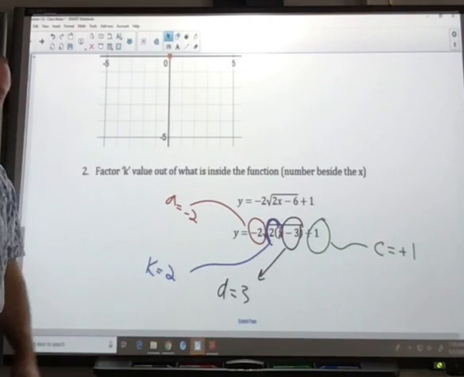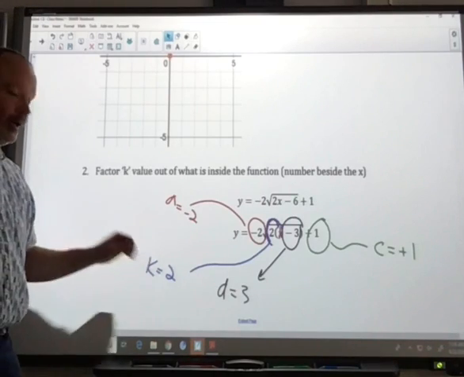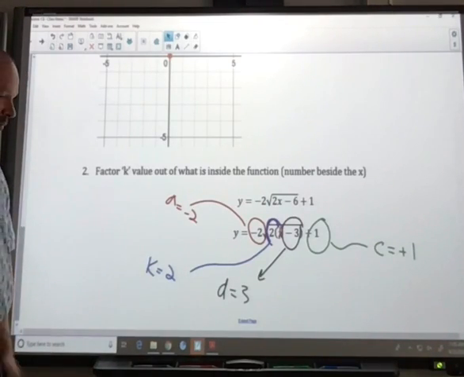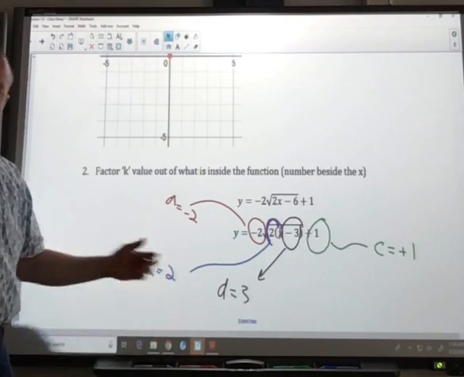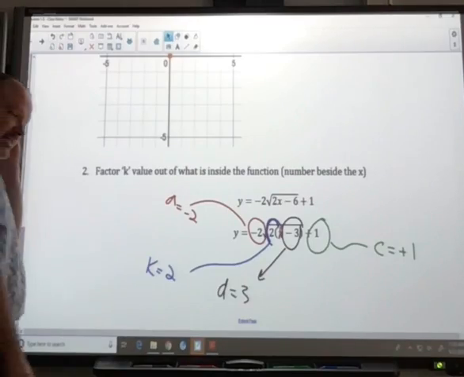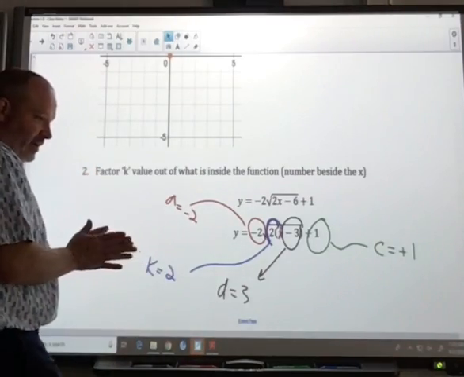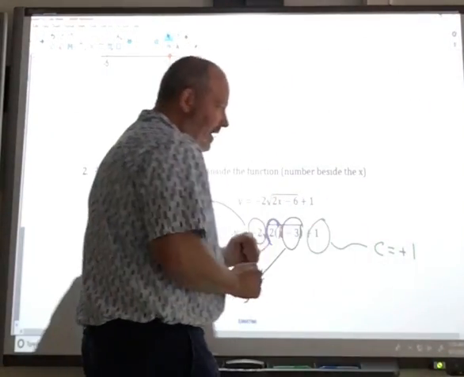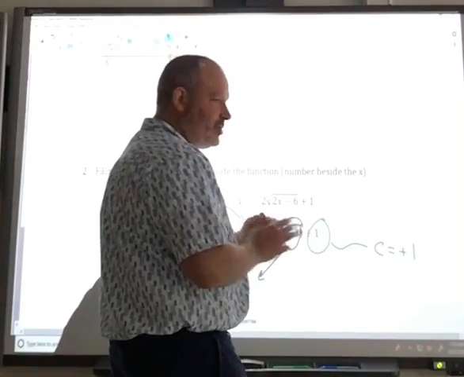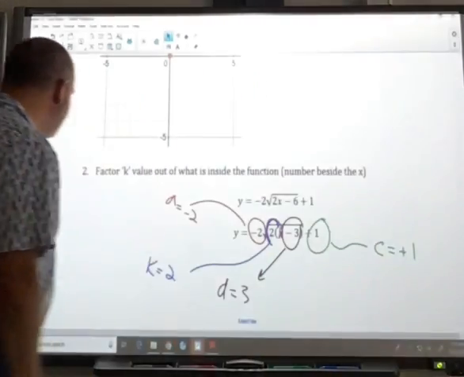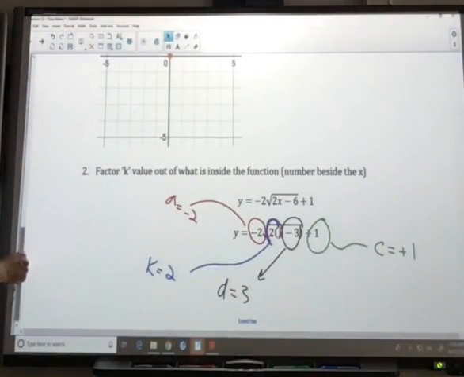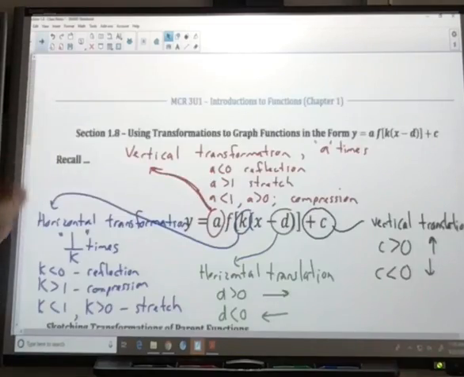Because remember, the K does the opposite of what you do. You multiply the values by 1 over K. So I'm going to be 1 over 2 or 1/2. And then my D value is going to be a shift this way of 3. And my C value is going to be a shift upwards of 1. And we're always going to do things according to BEDMAS.